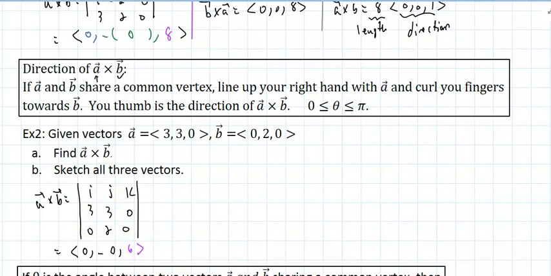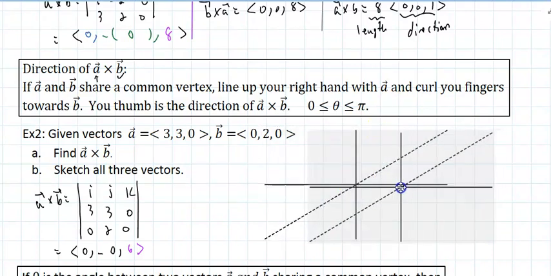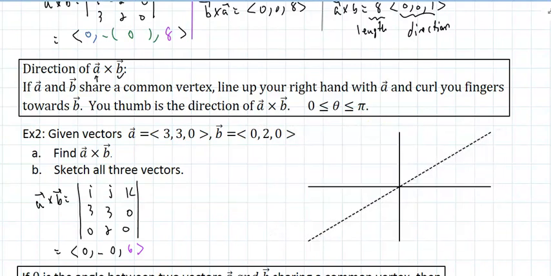So, if I get my grid, and I sketch vector A, which is 3, 3.